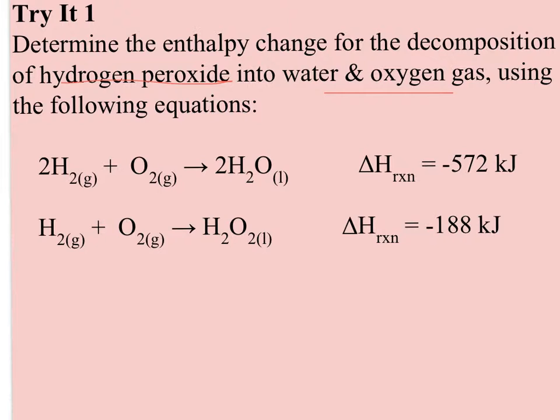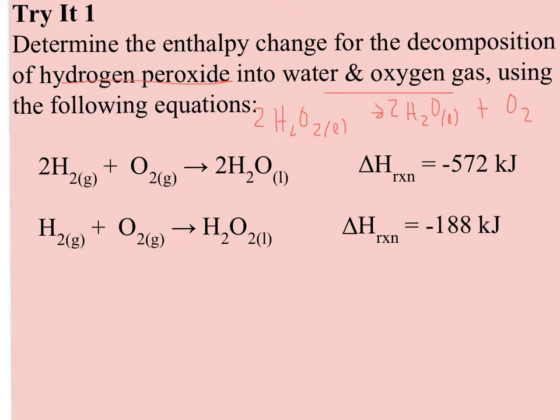So my desired equation is going to be H2O2, which is a liquid, and it's going to decompose into H2O liquid, since it says water and not water vapor, and oxygen gas. To balance this, I've got 3 oxygen on this side, so I'm going to need a 2 here and a 2 here to have a balanced equation.